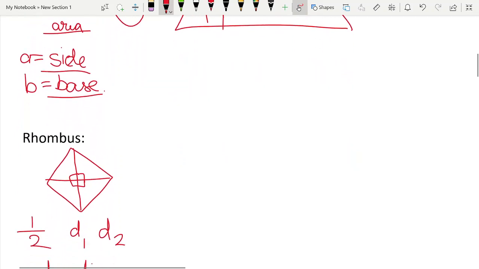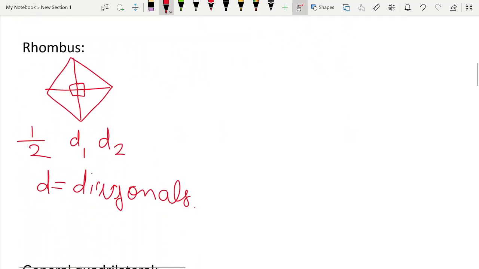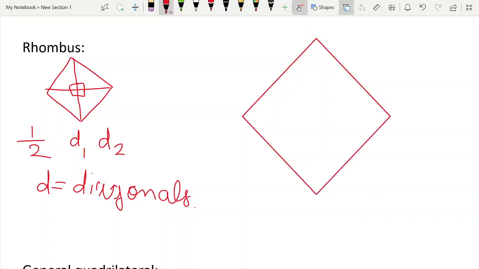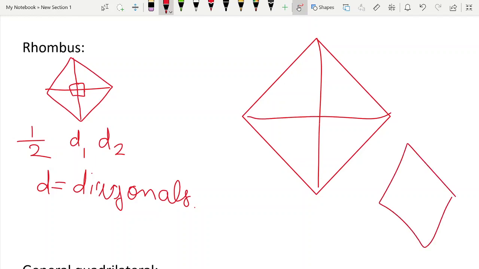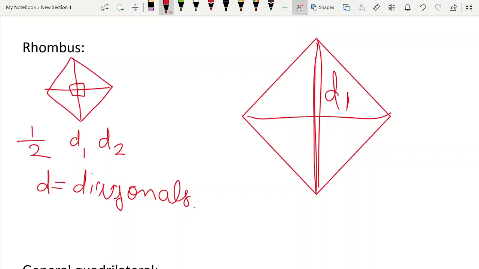Now our rhombus. What is the area of a rhombus? If you have a rhombus, let's draw our diagonals, because in a rhombus it can be long like that or something like that, so the diagonals are going to guide us better than the sides. So we do half d1 times d2, where diagonal 1 is d1 and diagonal 2 is d2.